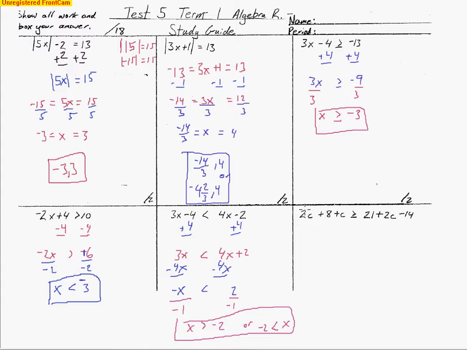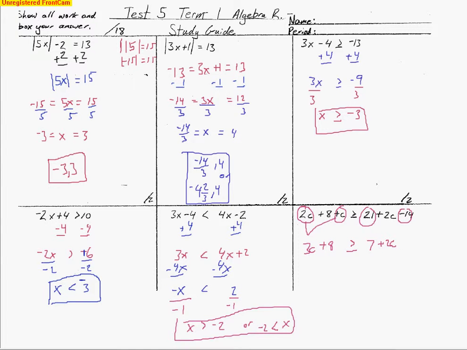Here we have to collect some like terms. Notice the c's are on the same side of the inequality sign. So that means I'm going to add them together since they are the same sign. Over here, the 21 and the negative 14 are opposite signs, so I subtract. That gives me positive 7. And then bring down the plus 2c.